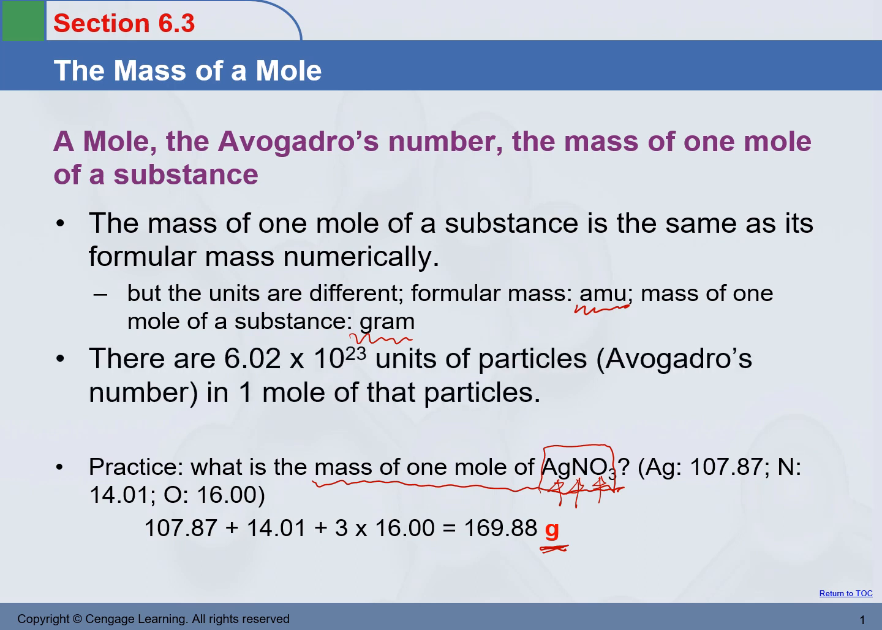We also learned that there are actually 6.02 times 10 to the power of 23 particles in 1 mole of some particle. That number is called Avogadro's number. So 1 mole means that many particles, and that many particles means 1 mole. Now let's move on.